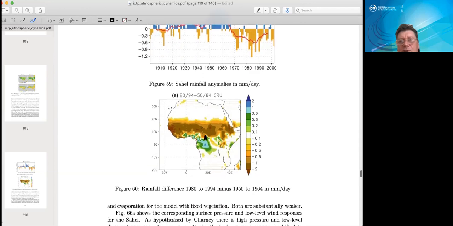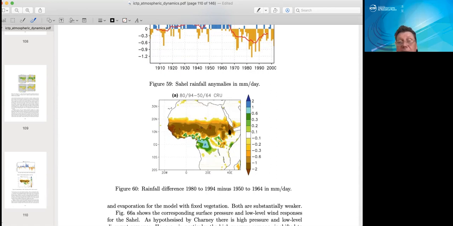And then I do a spatial plot of rainfall. So that is done in this figure here. You look at the dry period, 80s and 90s, minus the wet period. And that gives us some indication of whether this is very localized or a very large scale pattern. And it is very large scale, as you can see.